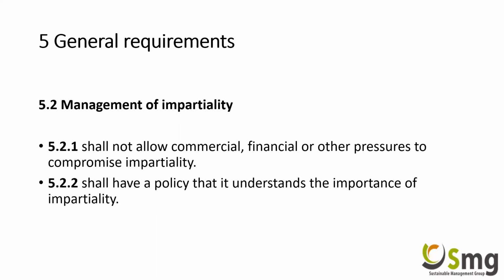Section 5.2, management of impartiality. One of the principles we talked about is impartiality. Now we need to know how to manage impartiality. At SMG, we have an impartiality committee to manage that. The certification body shall not allow commercial, financial, or other pressures to compromise impartiality. So that's very important to be done through the impartiality committee. They review our policies, our procedures, our mission, our vision, and our financial system, and make sure that we do not jeopardize impartiality. So we have an impartiality policy. It could be a general policy for everything, including impartiality.